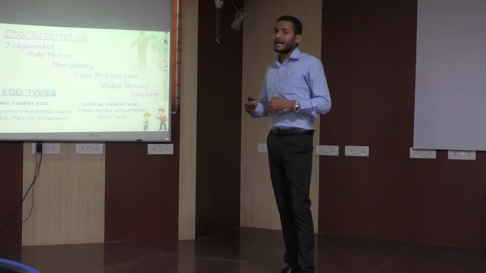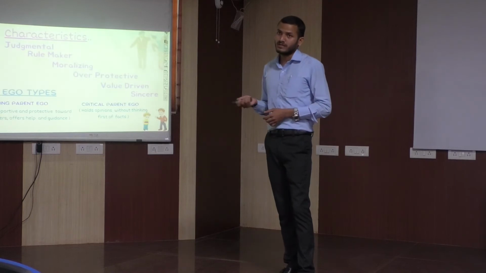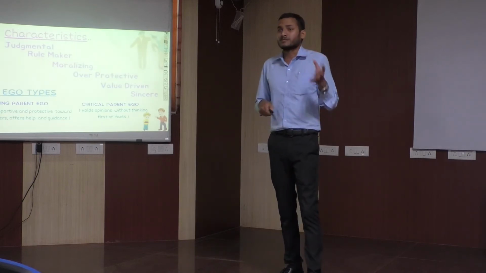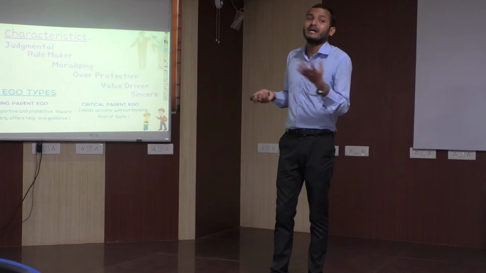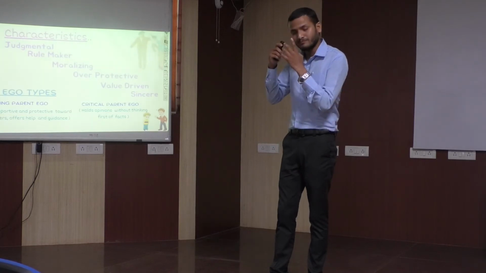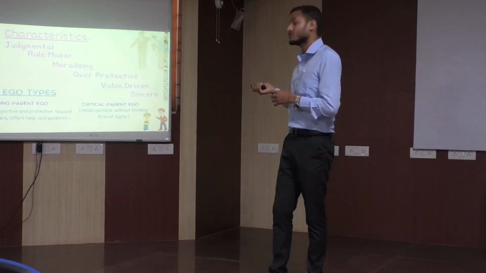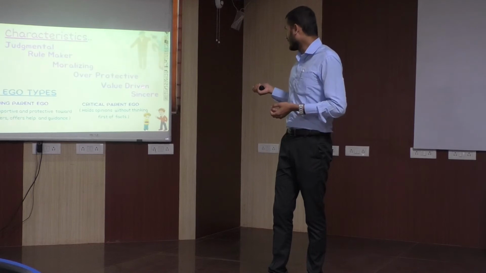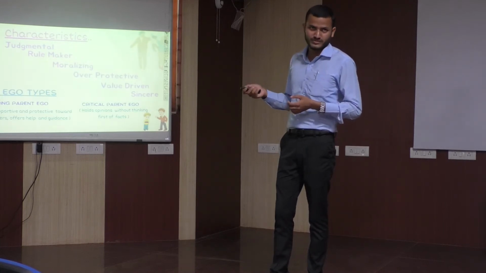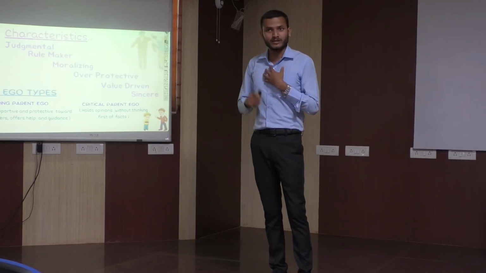So those people have the parent ego characteristic inside them. Their characteristics are judgmental, and they can take charge. They are rule makers. Because of their experiences and expertise, they can make the rules, they moralize, and they can give advice. Overprotective: parents are a little overprotective towards their children. Some parents may have an overprotective nature, meaning over-caring to their child. Value driven: they track the values and act sincere, because parents are more sincere. So these are the concepts. If you have that kind of characteristic, then you are carrying the parent ego inside you.